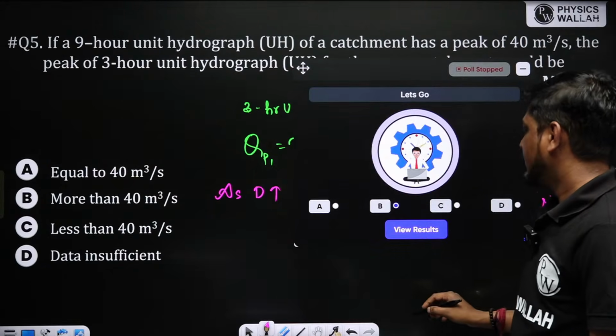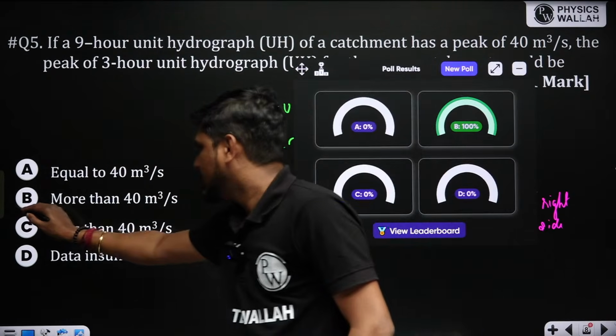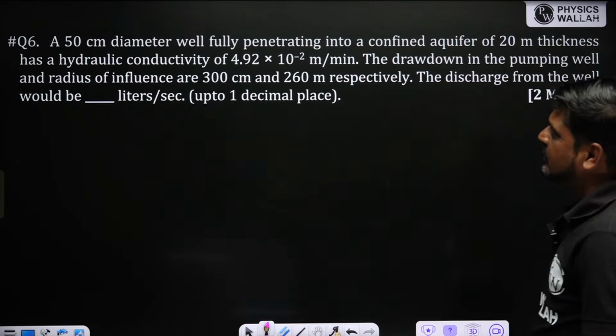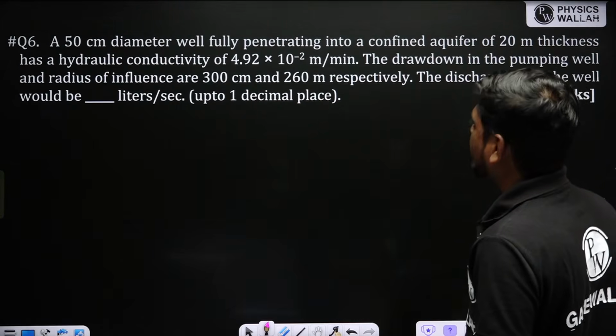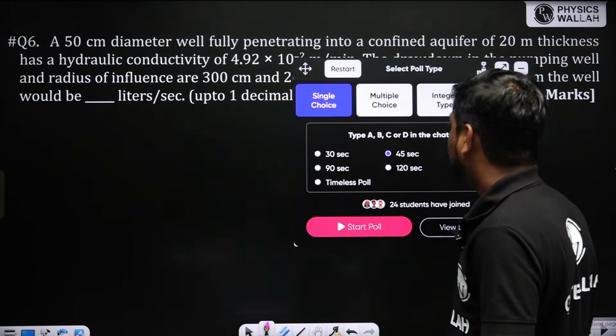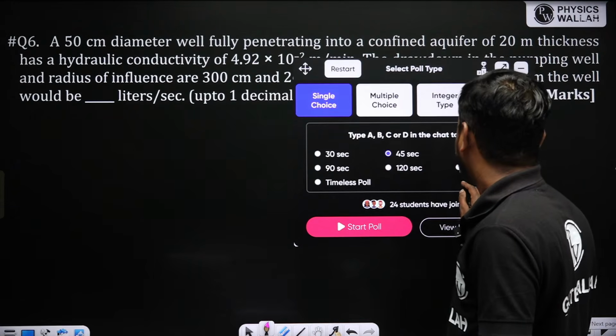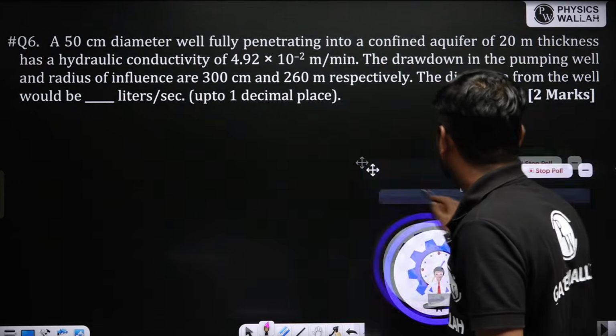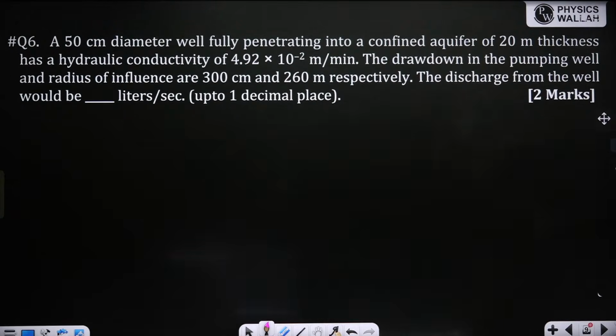Answer B. B is correct. 100% result. Very nice. You understood. Okay, 2 marks question. A little bit of time.